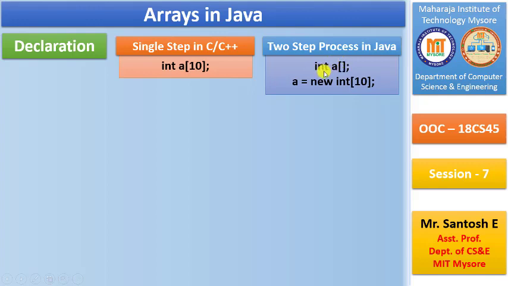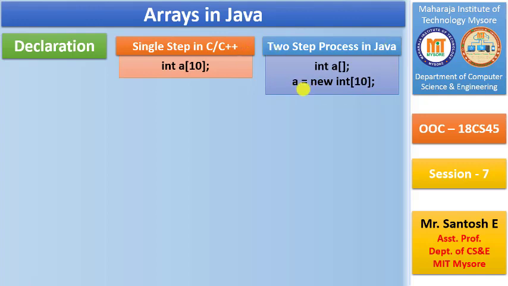And once this is done, now you need to allocate the memory for the array in a separate statement like this. That is, a equals new, where new is a keyword which we use for dynamic memory allocation. Whatever you have learned about malloc and calloc, that is what we are going to talk about with the new operator. So the new operator is similar to calloc or malloc, which allocates memory dynamically.